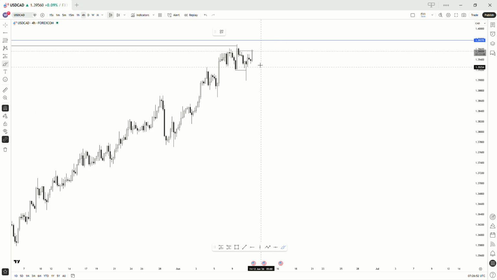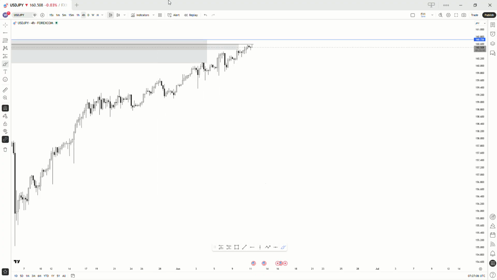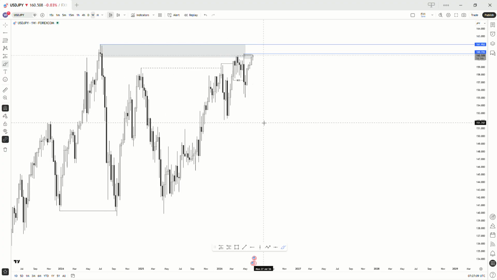So on USD CAD, I would like to see this formation build where we move down low, induce some sellers, then we head towards the highs. So that's my game plan for USD CAD. And on USD JPY, starting off with the weekly time frame, we can see that we have been buying to the highs.